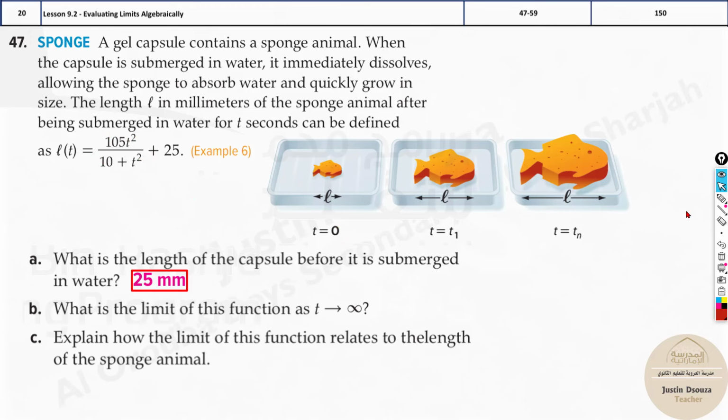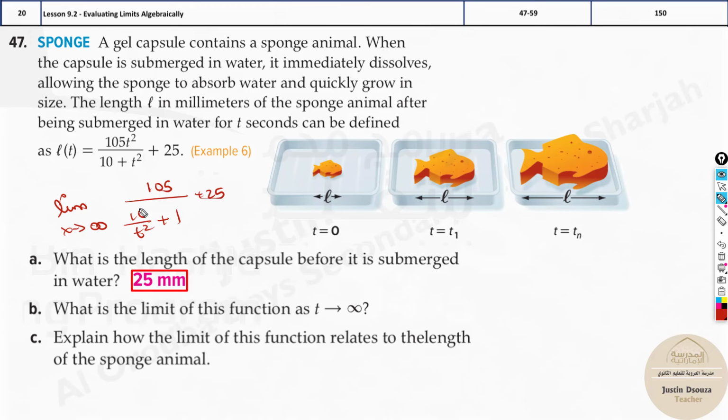What is the limit of this function as t tends to infinity? That means, just like what we did now, we are going to do it again. So I'll just divide only this left side by t squared. So it will be 105 divided by t squared, and multiply. This will be just 105. Over here it will be 10 divided by t squared plus 1. Now when you apply the limit as t tends to positive infinity, and this is plus 25, you need to apply it on both sides.